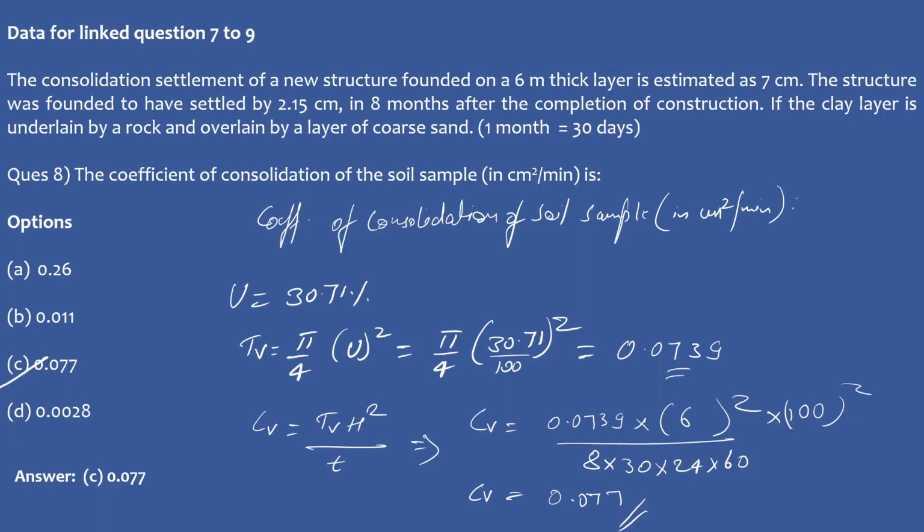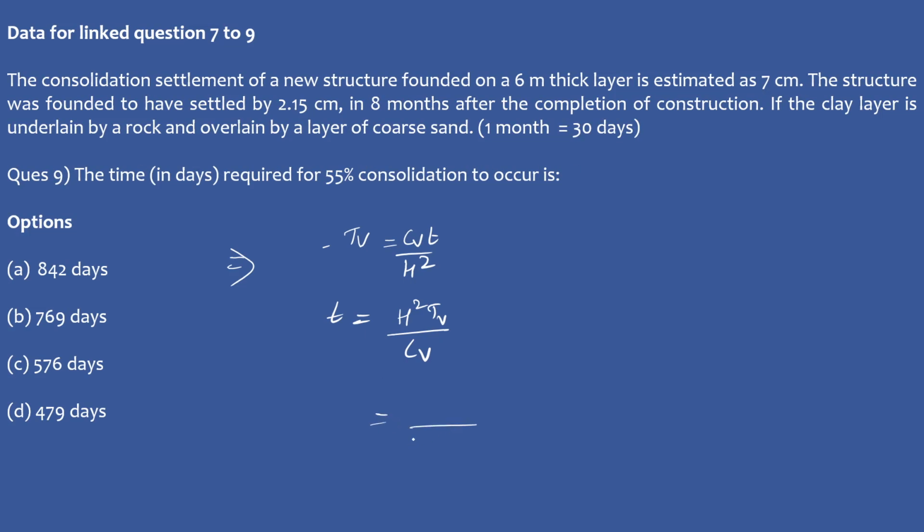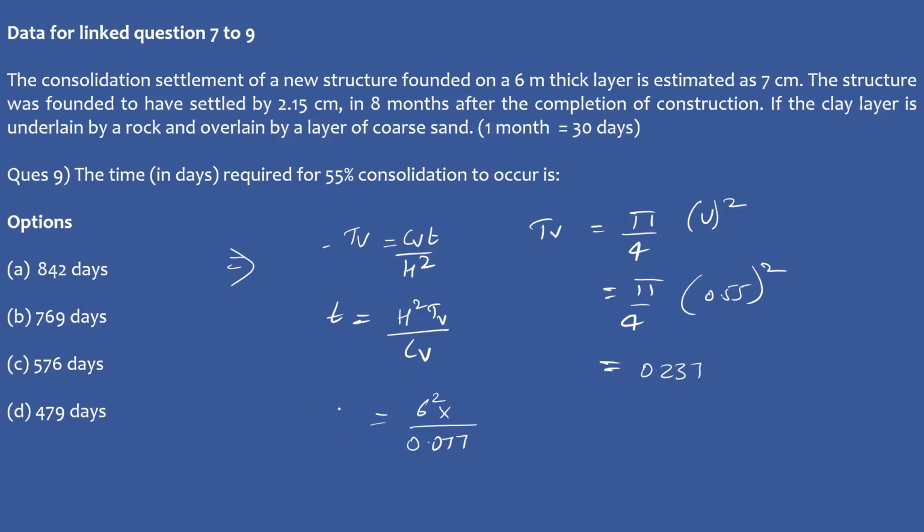Cv we have already evaluated in the previous part, which is 0.077. Now we're talking about the H, it's 6 square. Only thing is the Tv. So it's talking about the 55% consolidation. So 55% consolidation, we know it's pi by 4 U square. So it's none other than pi by 4 into 0.55 square. So if you see this, it's your 0.237. So your T is 0.237.